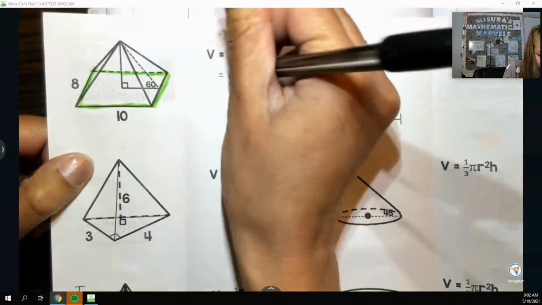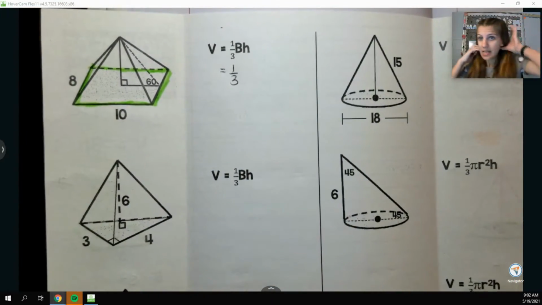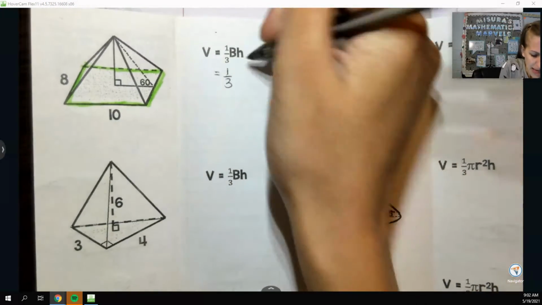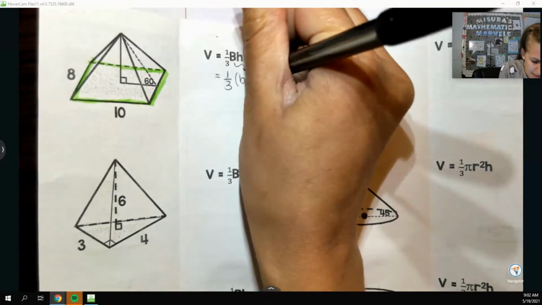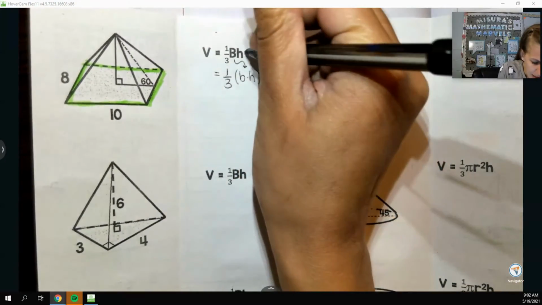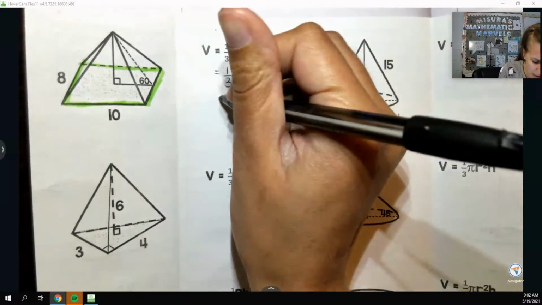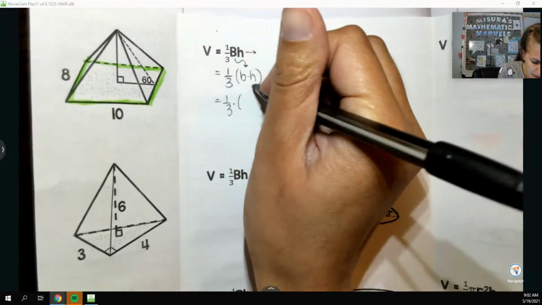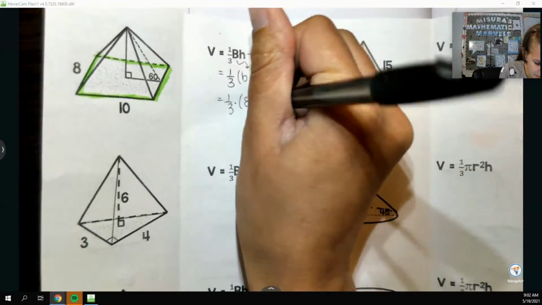So when I think about filling in my volume formula, which is 1/3 area of the base times height, the area of the base, when my base shape is a rectangle, is going to be base times height. And then the height of the pyramid, we're going to have to think about. So let's just do one thing at a time. So let's say we do 1/3 times the area of the base shape, which is the rectangle. So 8 times 10.